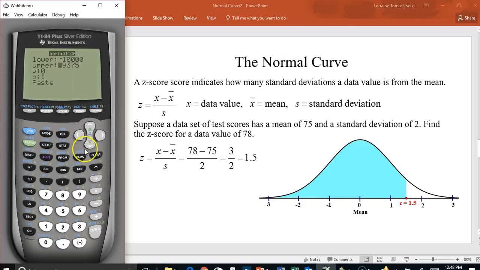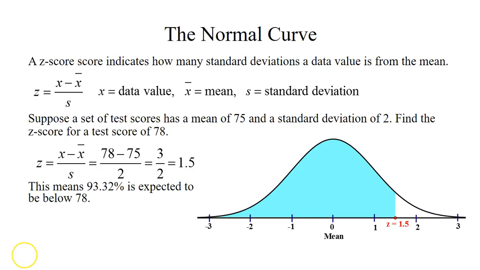And then we want our upper limit to be our z-score, which is 1.5. Since we're using a z-score with a mean of 0 and a standard deviation of 1, we'll just leave that the same. And then hit enter twice. And that gives us an area of 0.9332 approximately. So that tells us about 93.32% of the scores are expected to be below 78%.